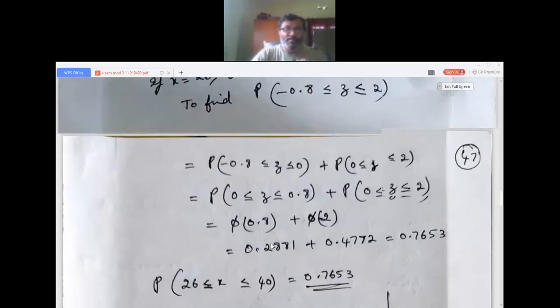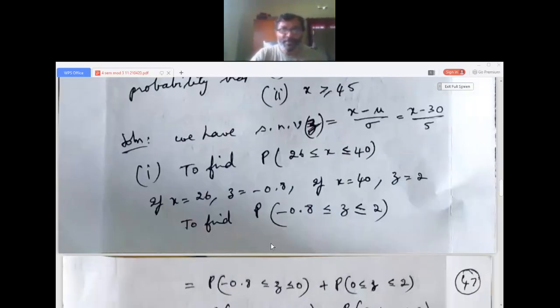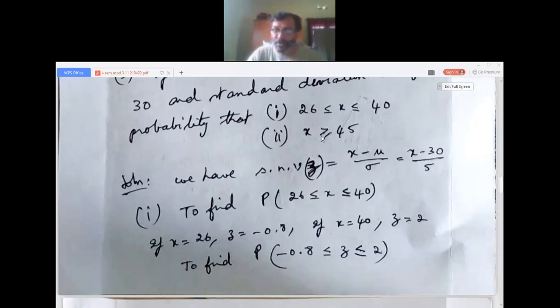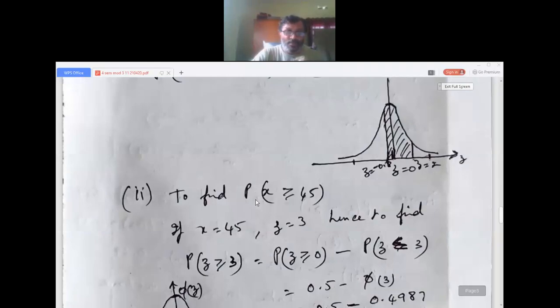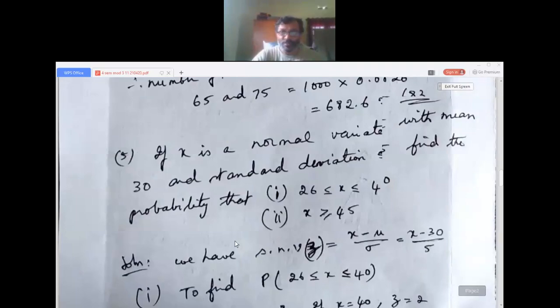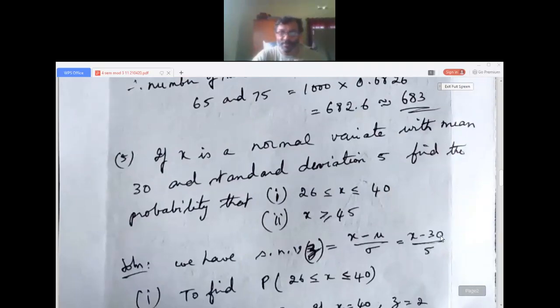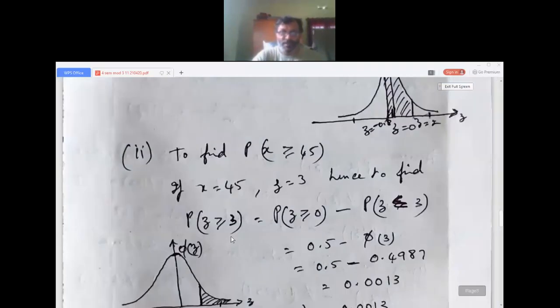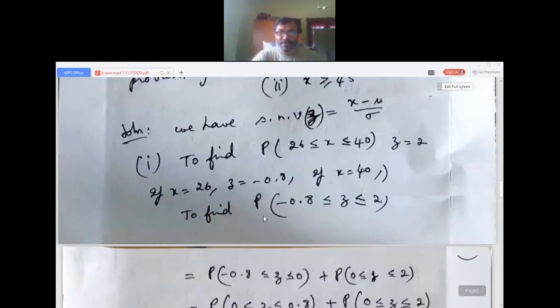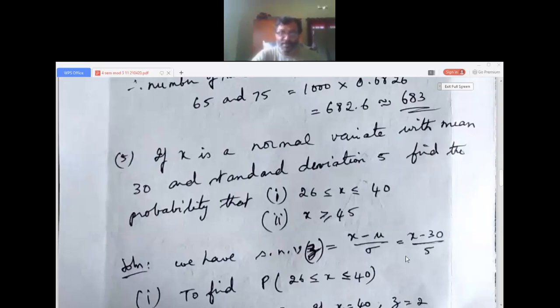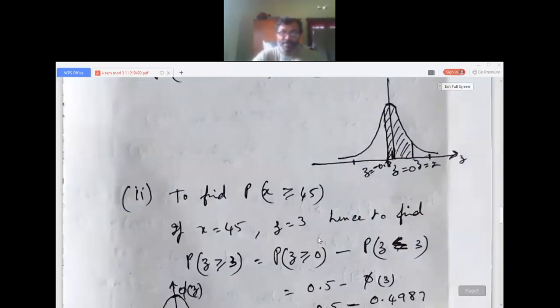Now the second sub-question is to find P of x greater than or equal to 45. So if x equals 45, 45 minus 30 is 15, 15 by 5 is 3. Just check, correct. So if x equals 45, z equals 3.